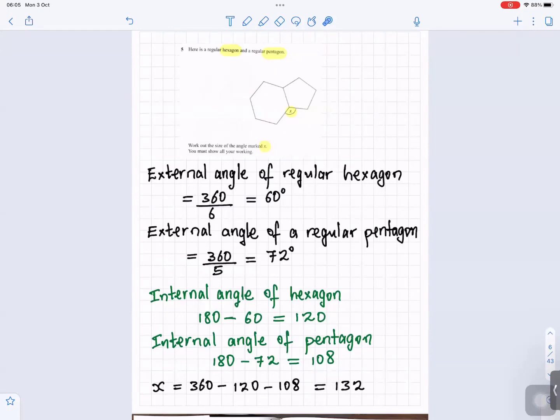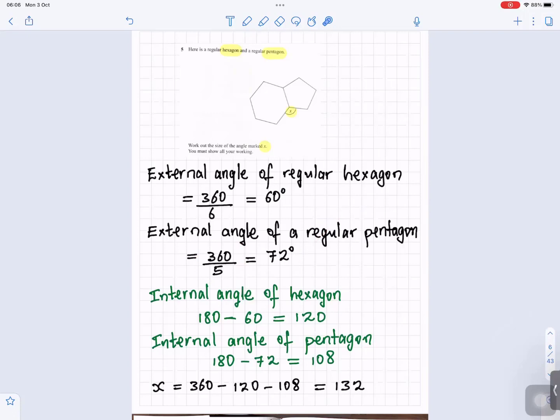So the external angle of a regular hexagon. Hexagon has 6 sides. The external angle is given by 360 degrees divided by n, the number of sides. That's the formula you want to learn. So it's 360 degrees divided by 6 sides, which gives you 60 degrees. We go to the pentagon. External angle of the pentagon is 360 degrees divided by the number of sides, which is 72.